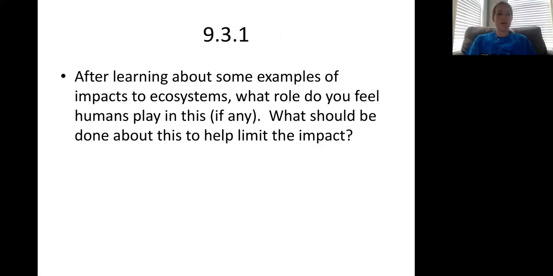Okay, so this actual assignment, 9.3.1 on Biology Semester 1, says, after learning about some examples of impacts to ecosystems, what role do you feel humans play in this, if any? And what should be done about this to help limit the impact? So it's kind of a two-part question. Number one, what role do you think humans play, if at all? And then what should we do to help limit this impact that humans have in our environment?